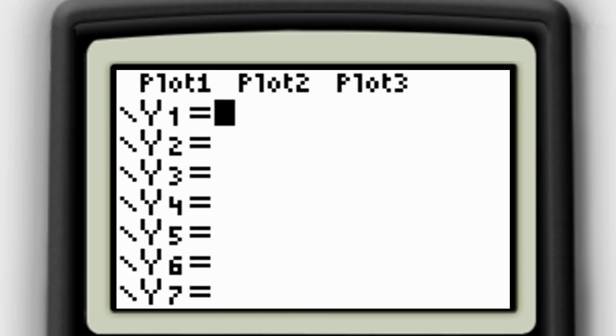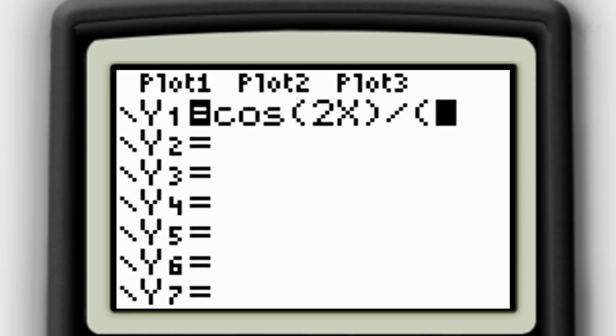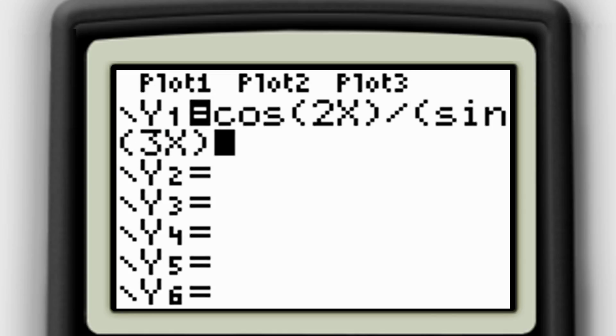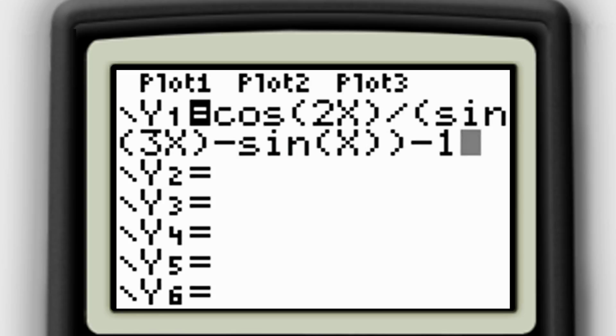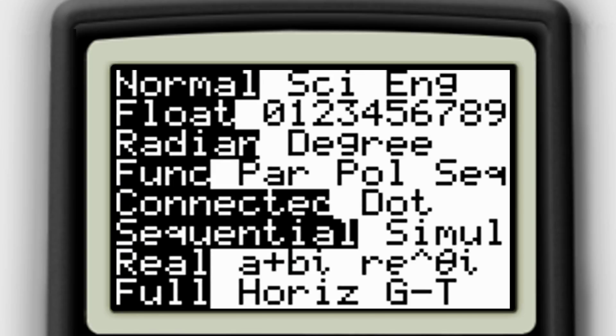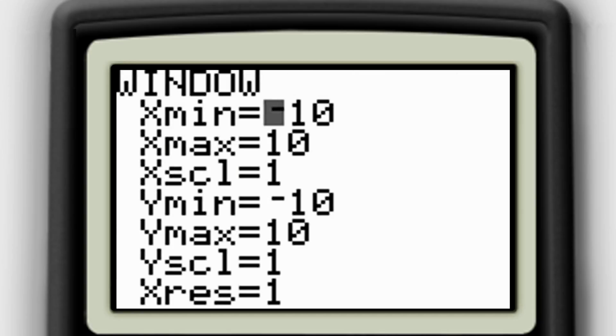So we'll go into our equation input, and type in cosine of 2x divided by the quantity, meaning all in parentheses, sine of 3x minus sine of x, close parentheses, and minus 1. And if we're not there, let's make sure our mode is in radian mode. And let's set the window before we get to our graph. So we'll go to our window.